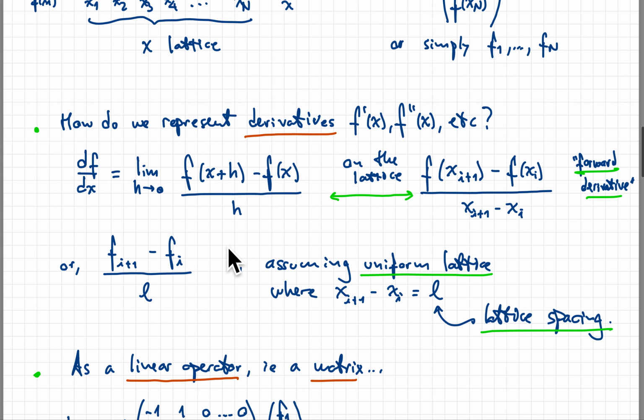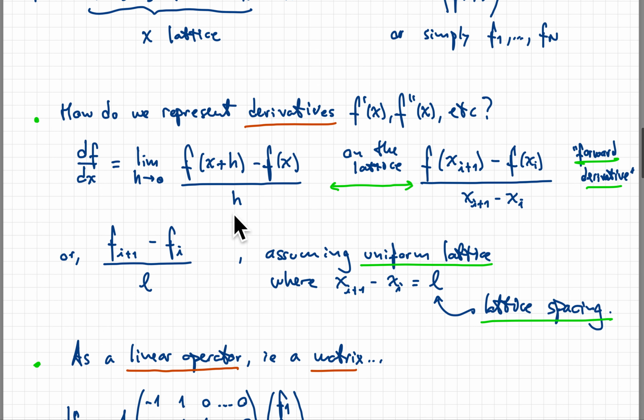That L is our lattice spacing, and then f of i plus 1 minus f of i, divided by L, is what represents this quantity we call the forward derivative. And you see it looks very similar to what we have here, except that we're not taking the limit of L going to 0, or at least not yet.